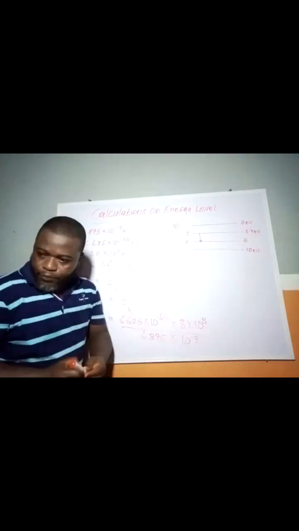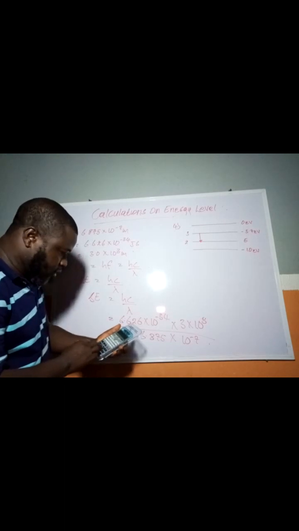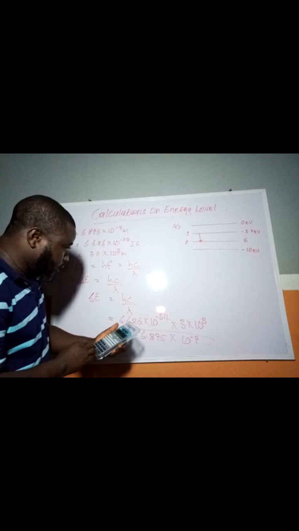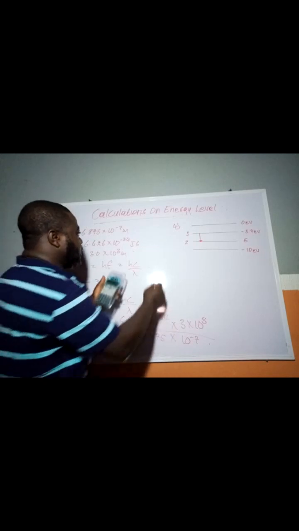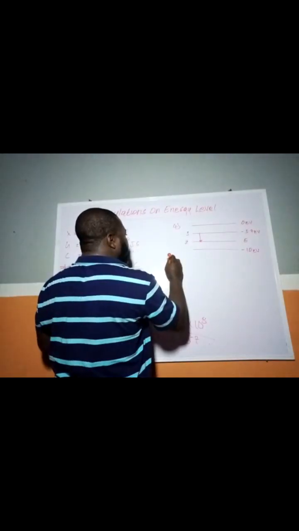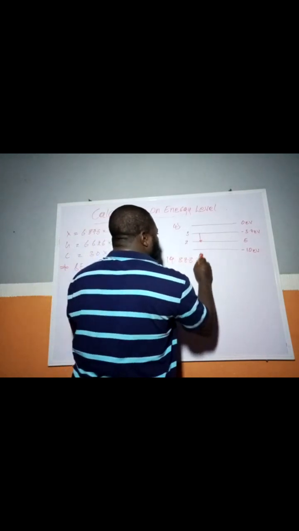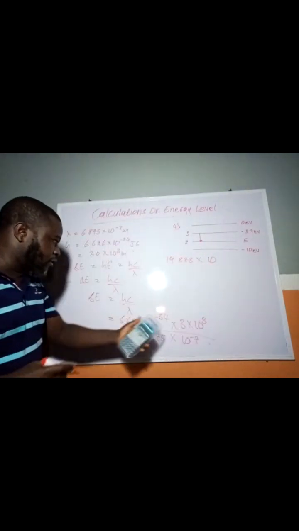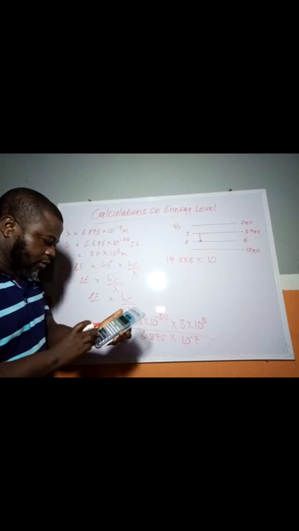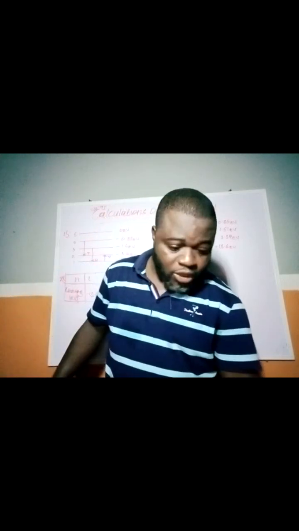So let me input it in my machine. Then we have this. That means I will have 6.626 multiplied by 3, that will be 19.878, multiplied by 10 raised to power minus 34. That will be 34 minus 8. The answer is very, very large, but I will see what to do in order to get it across to you.